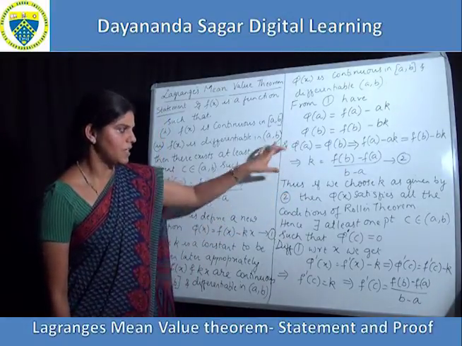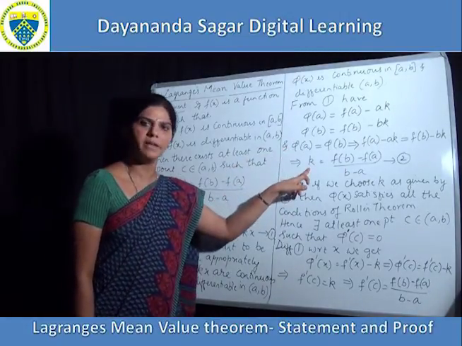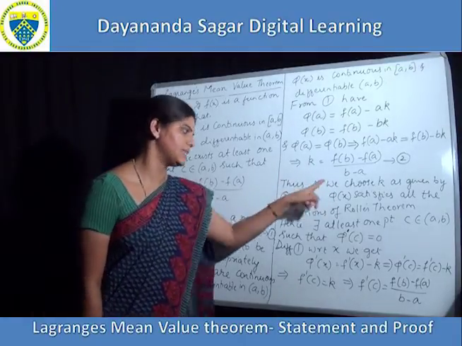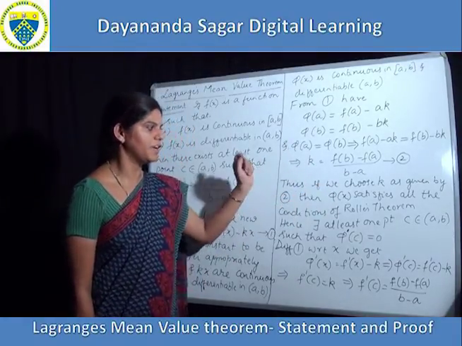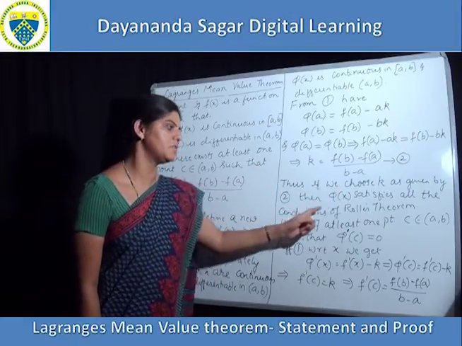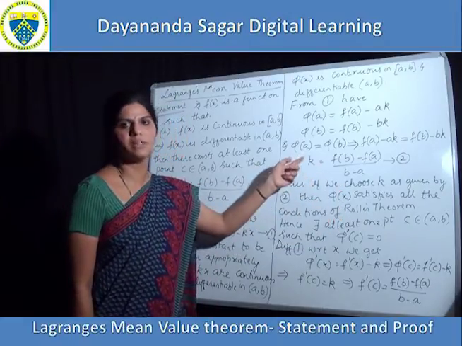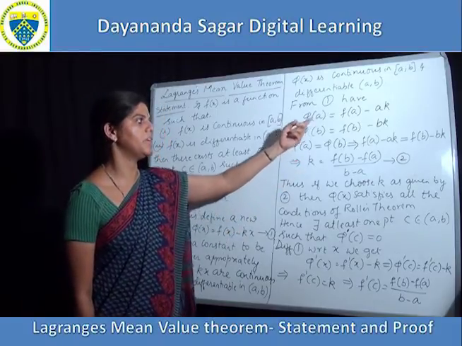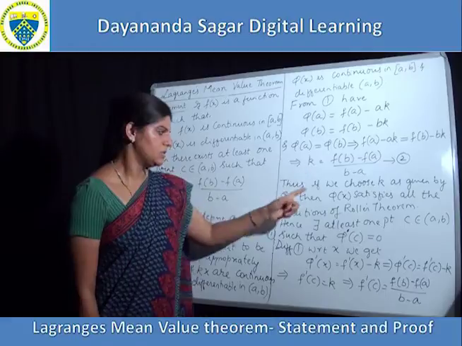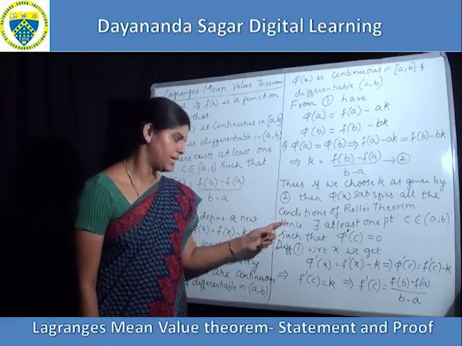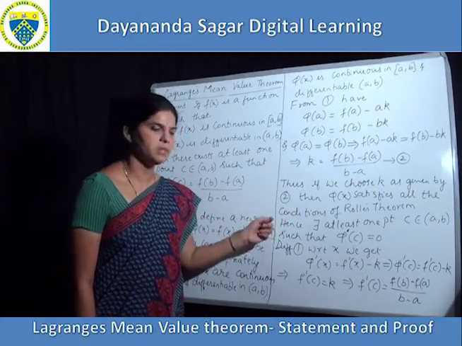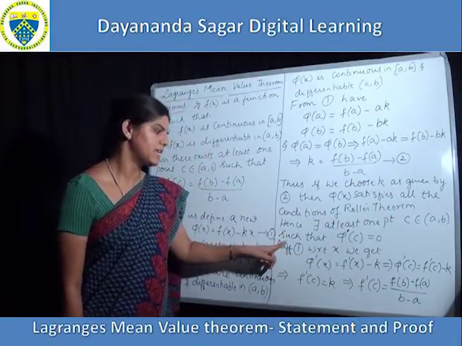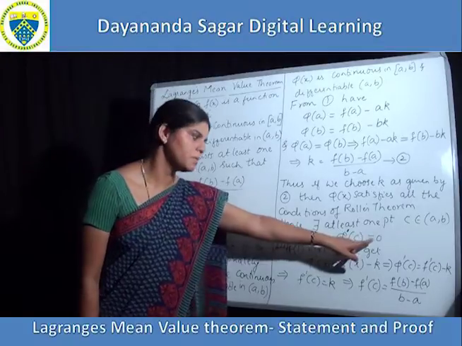Now this relation holds only if k is taken as given by 2. So if we choose k as given by 2, then the function phi of x satisfies all the three conditions of Rolle's theorem. That is, phi of x is continuous in the closed interval, differentiable in the open interval, and phi of a is equal to phi of b. So thus the three conditions of Rolle's theorem are satisfied. Hence according to Rolle's theorem, there must exist at least one point c belonging to the open interval a comma b such that phi dash of c is equal to 0.